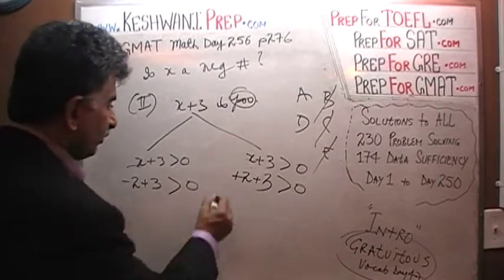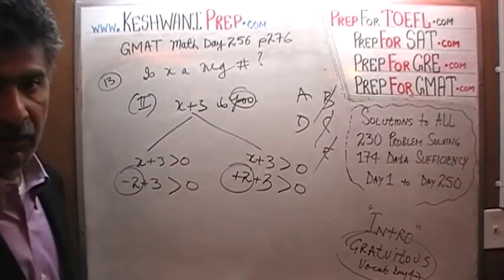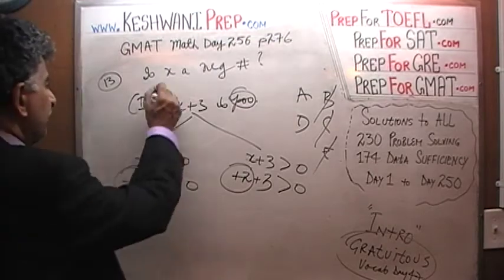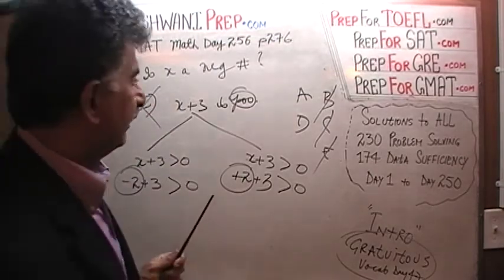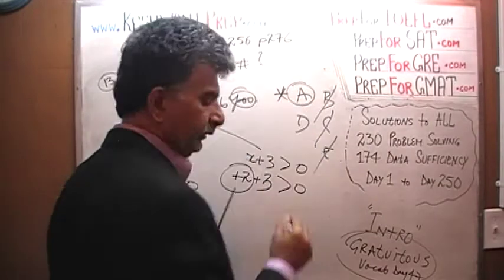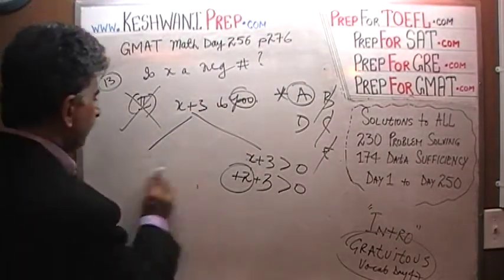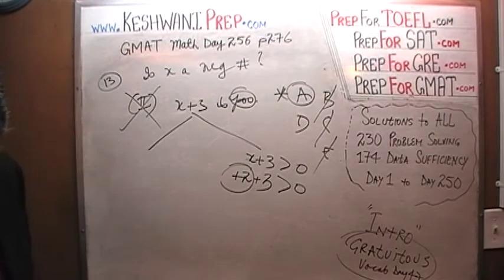So again, x could be positive 2 or negative 2, x could be positive 1 or negative 1, and of course infinite other possibilities. The second statement by itself does not do the job. The answer is A. Let's move on then. Number 14. Number 14, just give me 1 second.